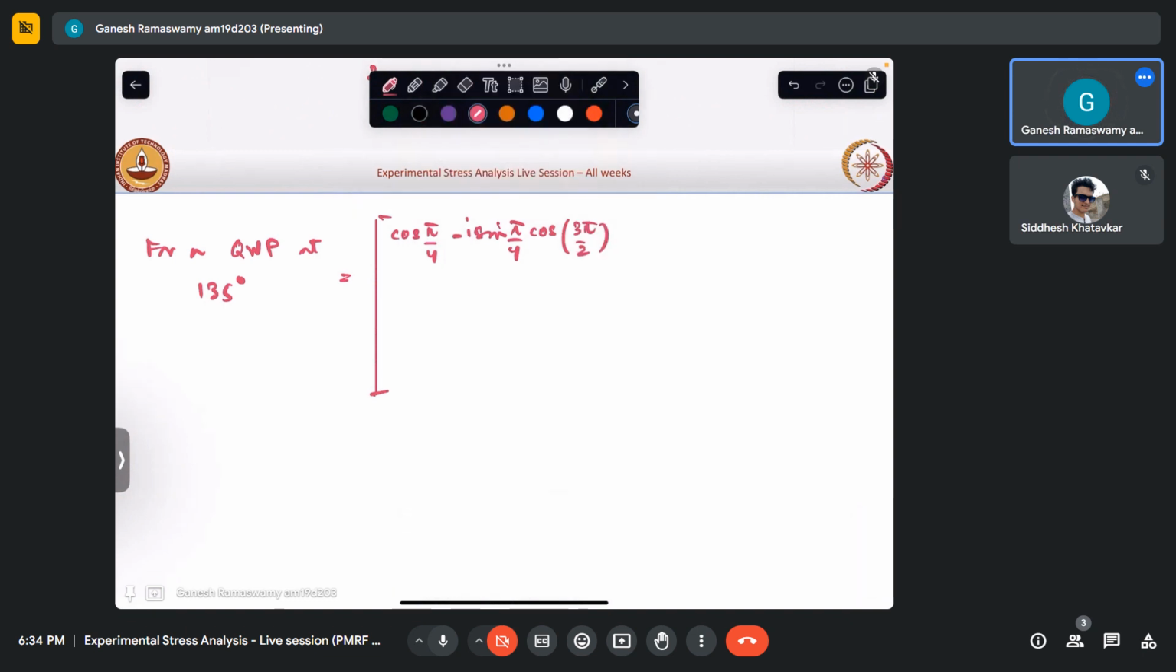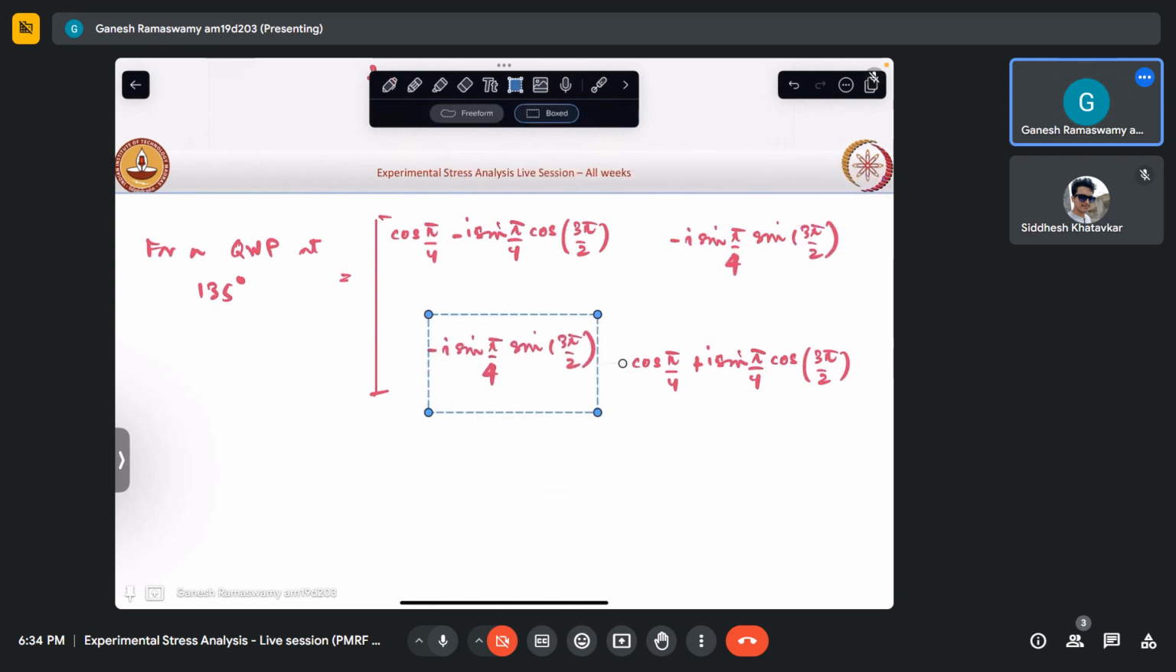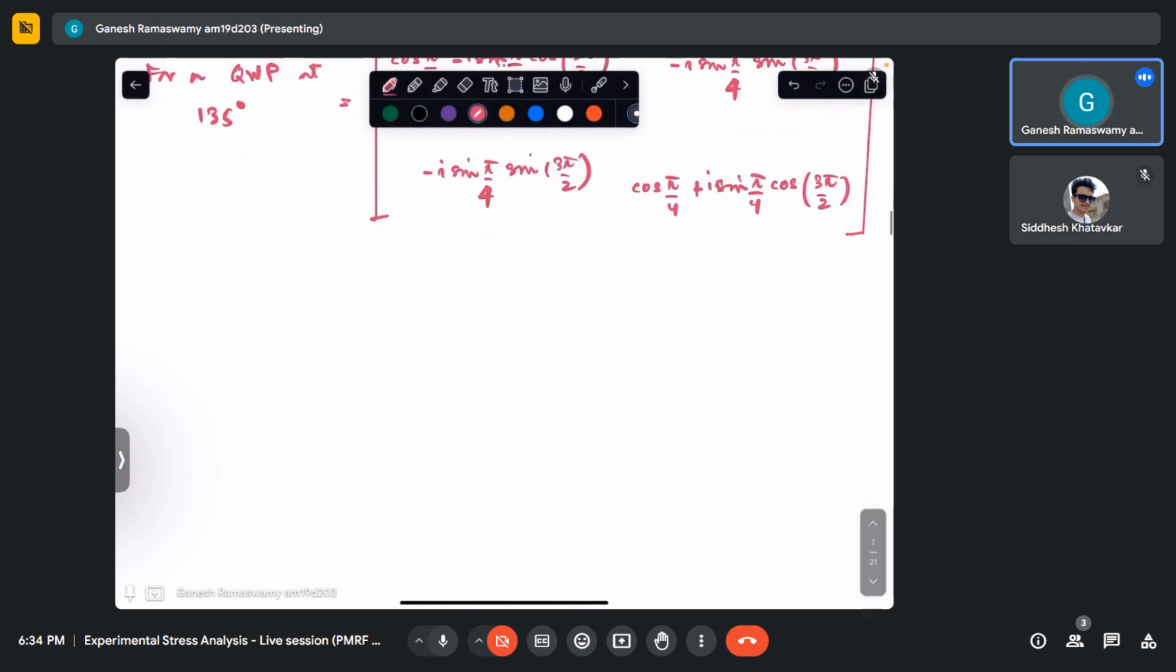So we know this will be the same here, except this will become plus, and then we'll have here minus i sine delta by 2, which is pi by 4, and sine of 3 pi by 2. And we have the same thing here.